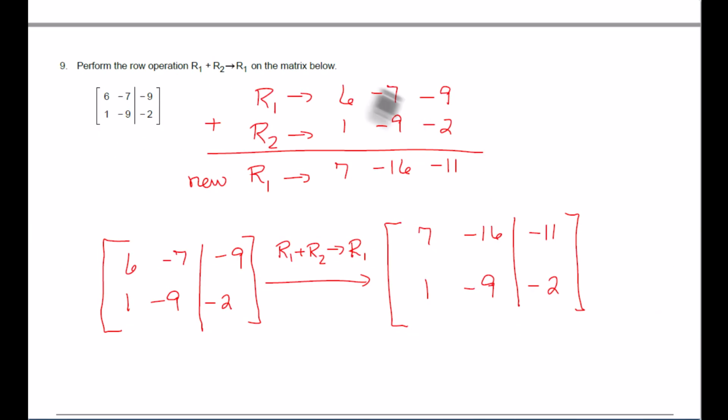All right, what does 9 mean? Let's see. It says take row 1, add it to row 2, and then the little arrow here means make a new row 1. All right, so here's row 1, here's row 2. Add them up. 7, -16, -11. And it's going to become my new row 1. Nothing happens to row 2. See, I just carried it over. The thing on the end here is the only row that will be new.